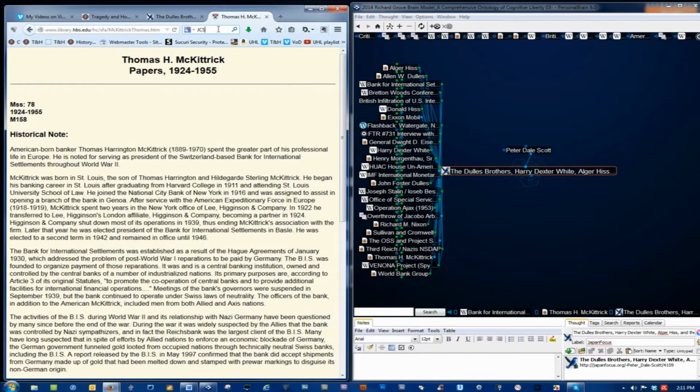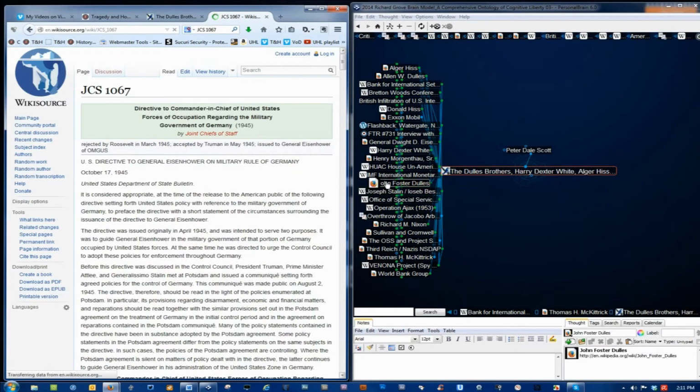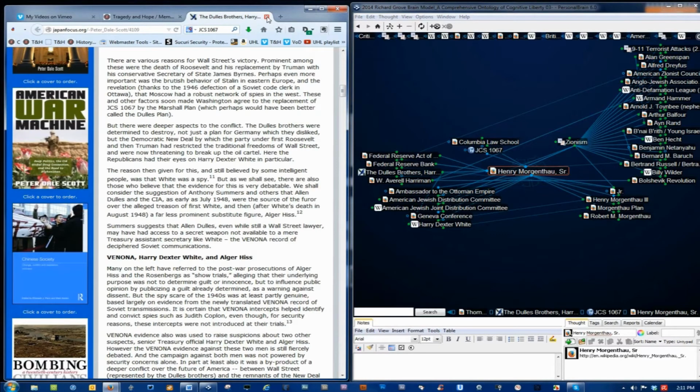But there were deeper aspects to the conflict. The Dulles brothers were determined to destroy not just a plan for Germany, which they disliked, but the Democratic New Deal, by which the party under first Roosevelt and then Truman had restricted the traditional freedoms of Wall Street and were now threatening to break up the oil cartel. Here, the Republicans had their eyes on Harry Dexter White in particular. The reason then given for this, and still believed by some intelligent people, was that White was a spy. But as we shall see, there were also those who believed that the evidence for this is very debatable.